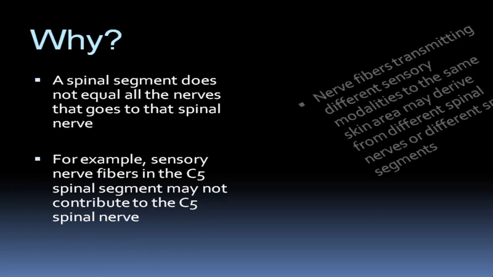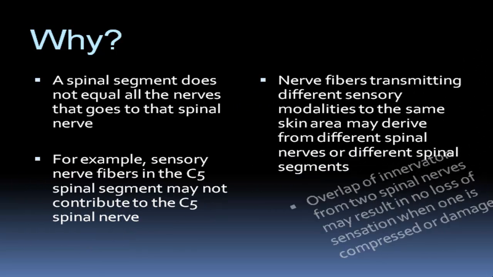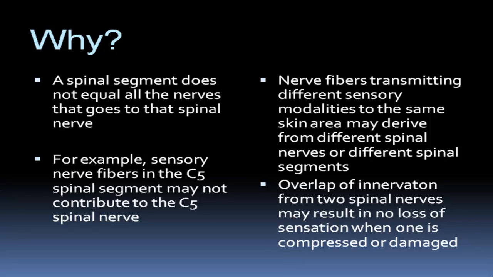For convenience, we describe neural segments of the spine as separate spinal segments and imply then that each corresponding spinal nerve contains only fibers from that segment. Research has demonstrated that this is simply not true.